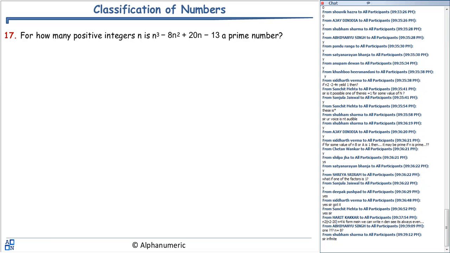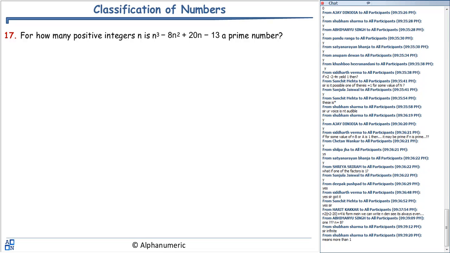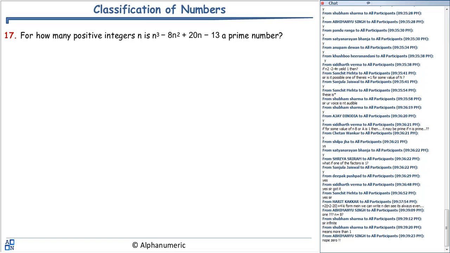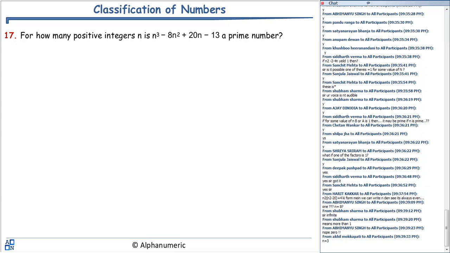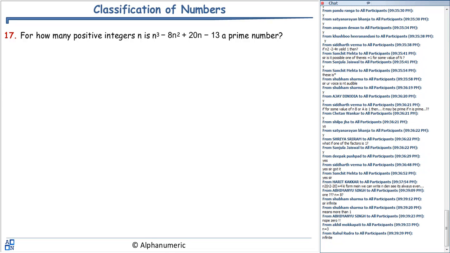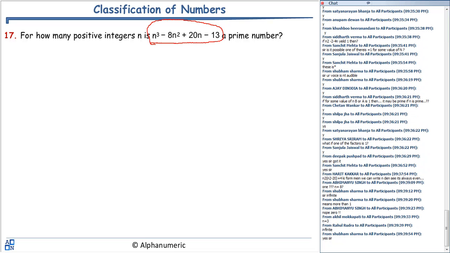Infinite, 1, okay, 0. Some of you are saying 0 also. We'll see. Akhil is saying n equal to 3. Okay, infinite. The question is how many values of n? Now, first of all, can you factorize this number? Now, it's a cubic equation, though we'll discuss cubic equations in detail later, but let's see.